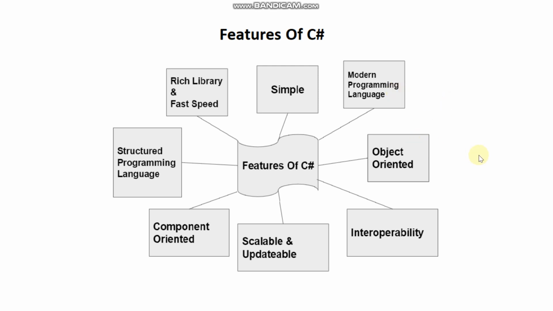Object oriented. C Sharp is an object oriented programming language. It is better than procedure oriented programming languages because it is easy to maintain as the code grows with the project size. Interoperability is the same as discussed in the earlier slides, that is application interoperability and language interoperability. Next, scalable and updatable. C Sharp is an automatic, scalable, and updatable programming language.